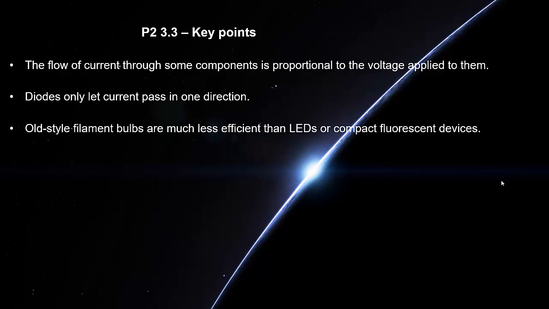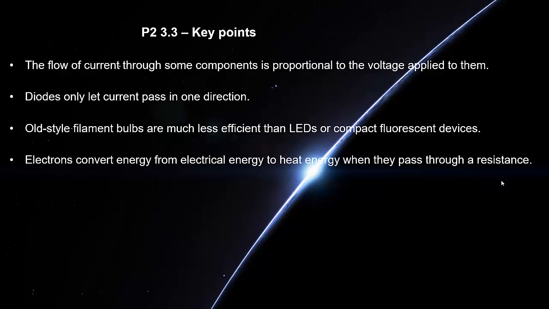Old-style filament bulbs are much less efficient than LEDs or compact fluorescent devices. Electrons convert energy from electrical energy to heat energy when they pass through a resistance.